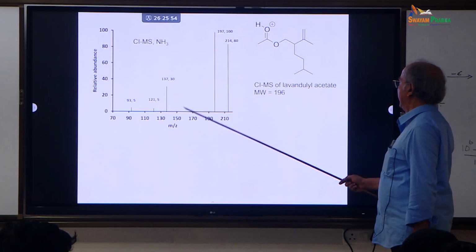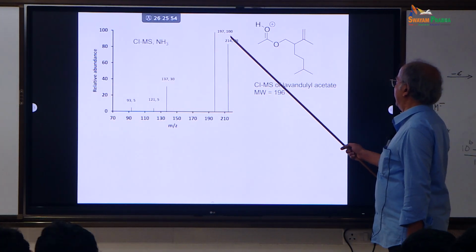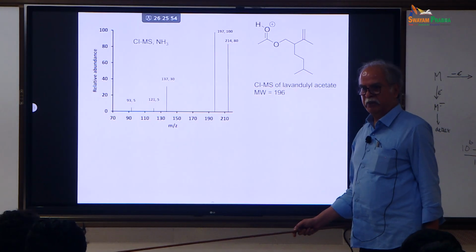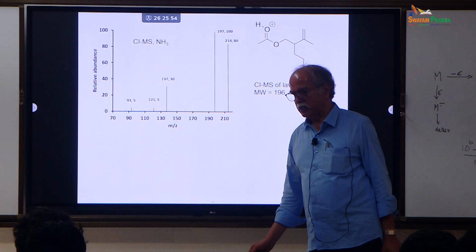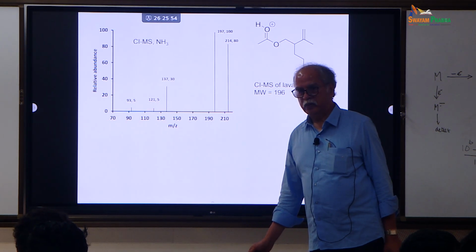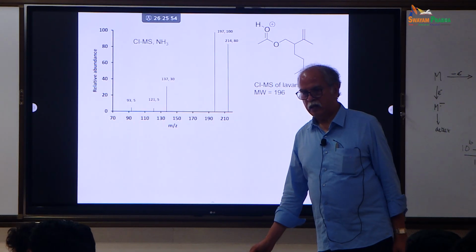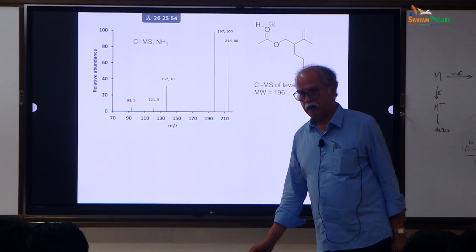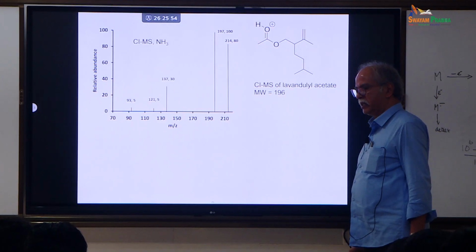This is using ammonia as a carrier gas. Ammonium ion is added to 197. What is 197 plus ammonium ion? You know how to calculate? What is the value? How much is it?